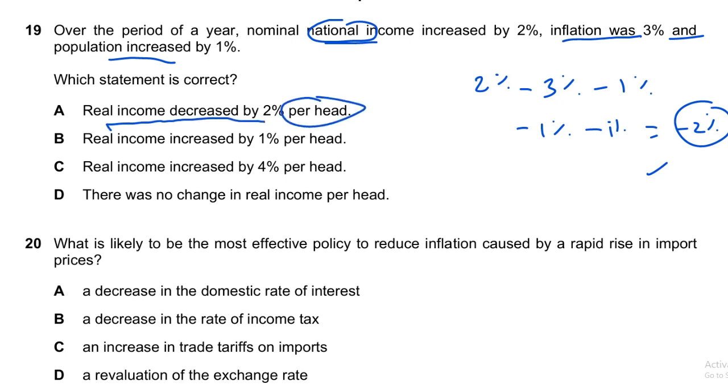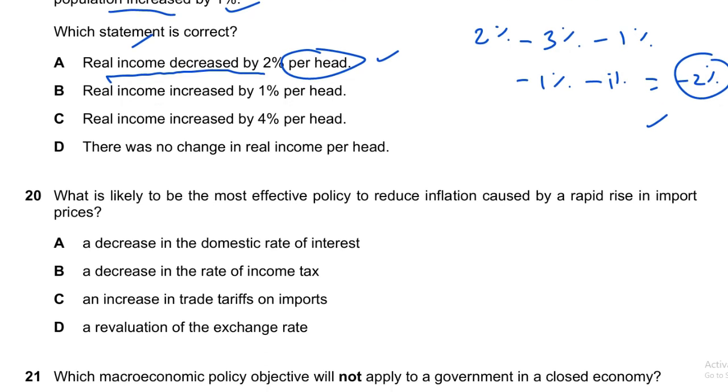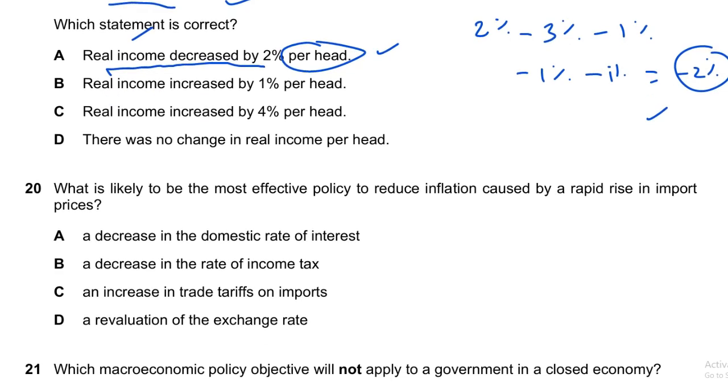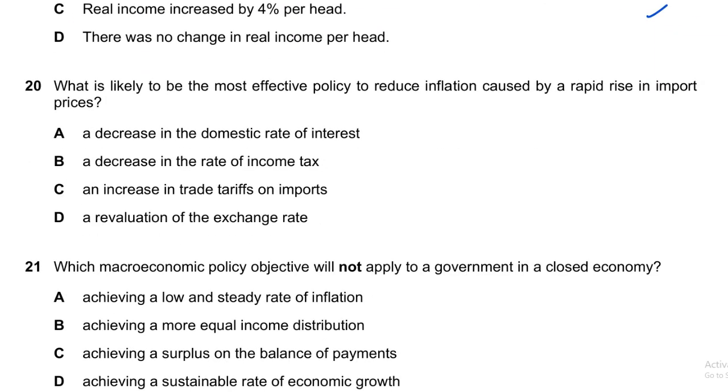So we have accommodated inflation, and we have accommodated population as well. When we accommodate population, it becomes per head, and when we accommodate inflation, it becomes real income. Real income is income after the removal of the distorting effect of inflation. So answer A is the correct option.